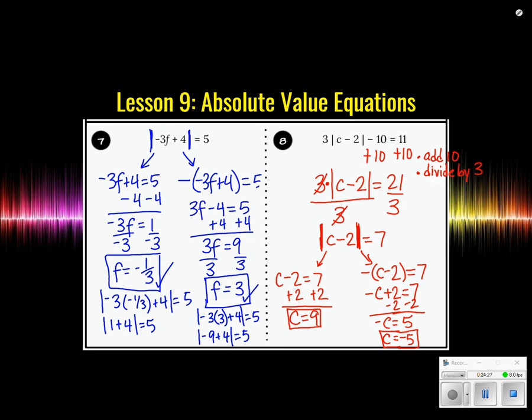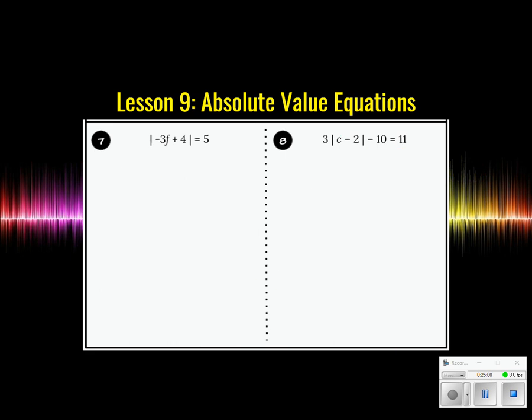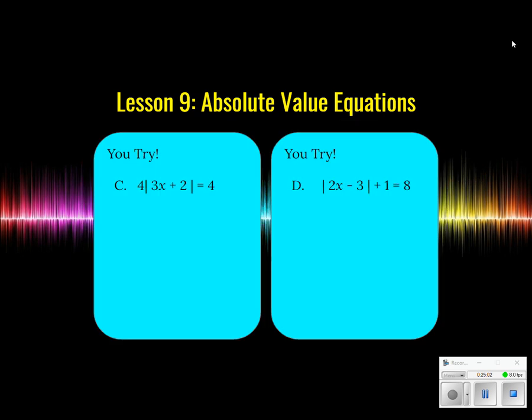So, let's check. Let's plug in 9 back in here. 9 minus 2 is 7. The absolute value of 7 is 7. That works. Negative 5 minus 2 is negative 7. The absolute value of negative 7 is also 7. But you can plug them back in here to make sure that you've got the whole entire thing right. And that might be something worth doing, especially if you're trying to do some sort of distribution over absolute values, which you should never do. Never, ever, ever. Alright, you try.